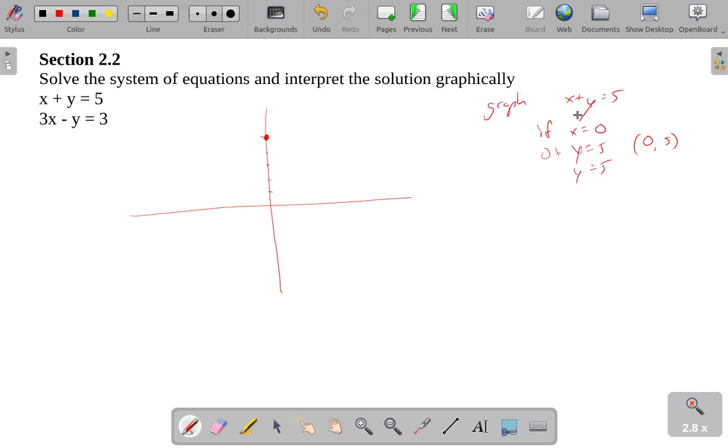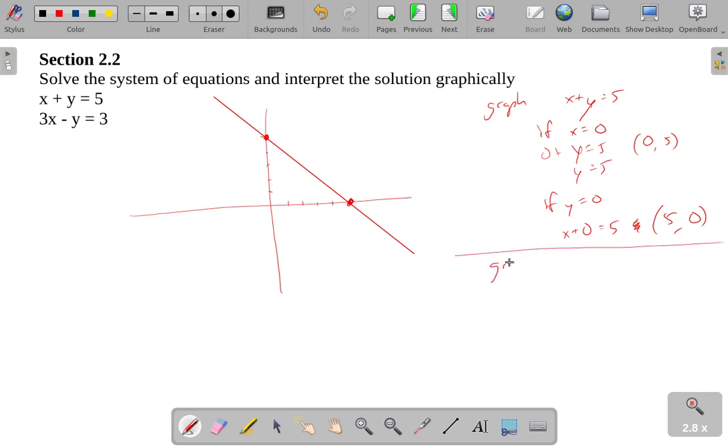But similarly, if the y-coordinate is 0, if y equals 0, then we get x plus 0 equals 5. Thus, we get the point (5, 0). These are the intercepts of this line. So to graph it, we would draw the line that goes through those 2 points. There is the line that contains those 2 intercepts.